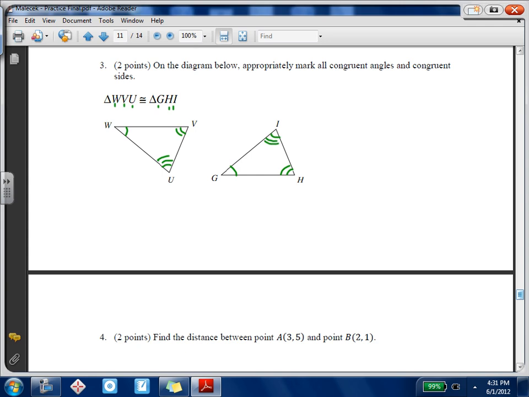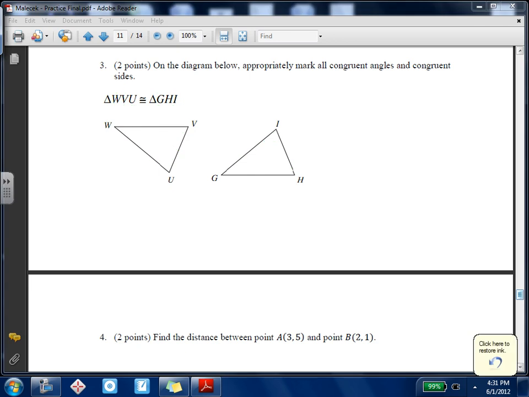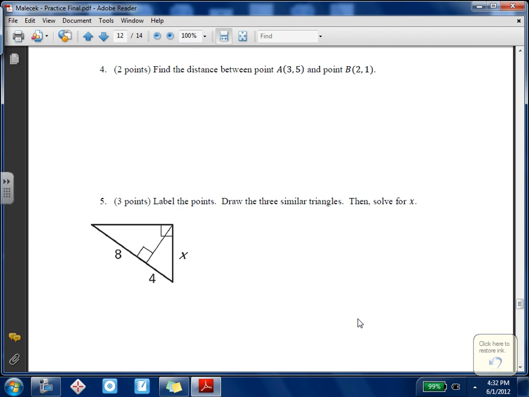Next, we need to do the sides. WV goes with GH. VU goes with HI. And the last one, WU, must go with GI. On to number 4. Number 4, find the distance between the 2 points.